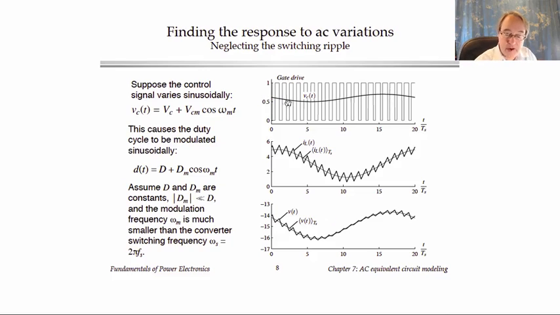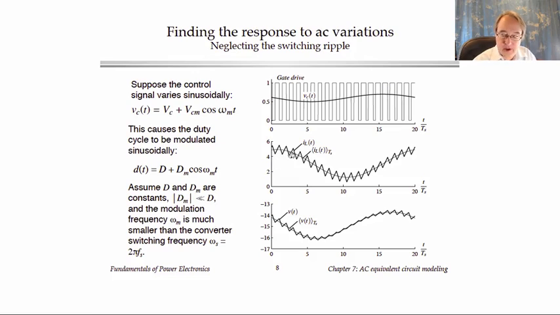So there is some AC variation in our control signal, and you can see that that causes some variation in the duty cycle. Now the AC variation is slower than the switching frequency, and we're generally talking about variations that happen much slower than the switching of the converter. So this slow variation in vc causes a slow variation in duty cycle.